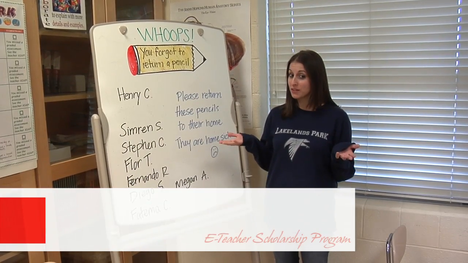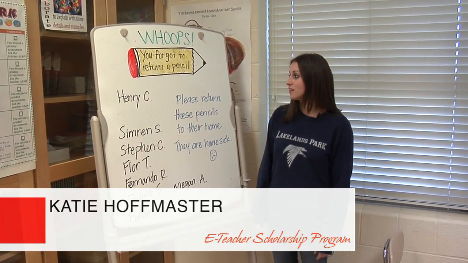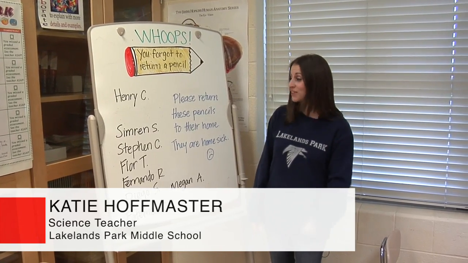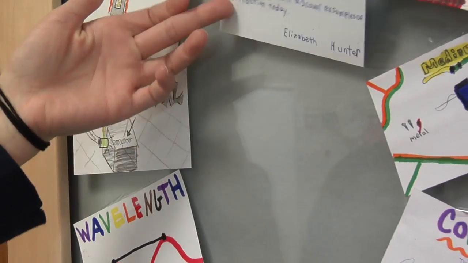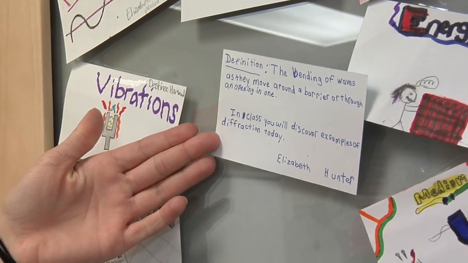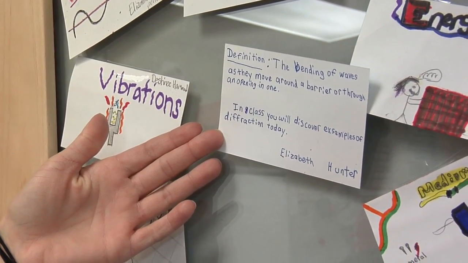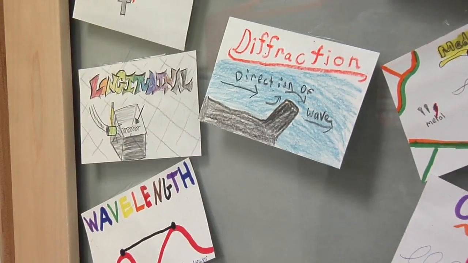Katie Hoffmaster, science teacher, shows how she utilizes wall displays to enhance student vocabulary learning. Over here are some word wall cards that I use with my students. When we have finished a unit or as we're going through a unit, they get a list of vocabulary words that they can choose from, and on the front of the card, they draw a picture to represent that concept. And then on the back, they will write a sentence with that word in the sentence and a definition of the word as well.